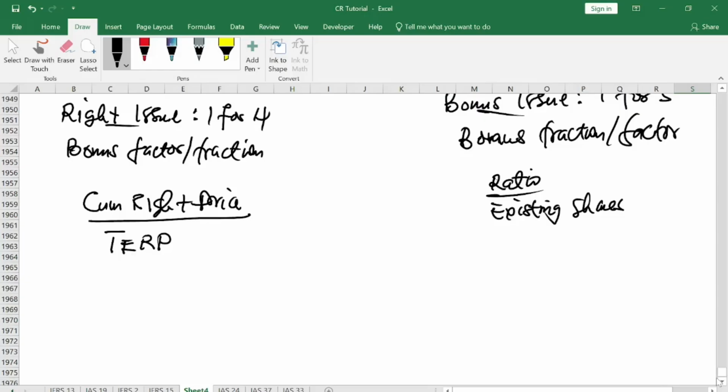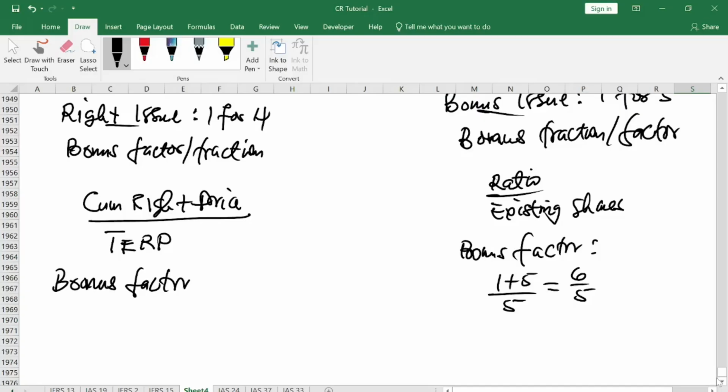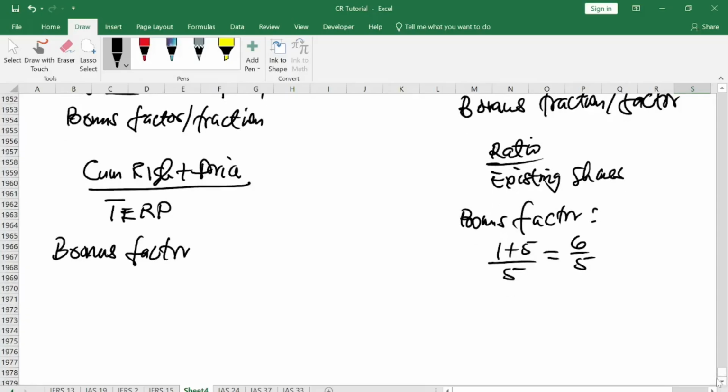You pick the bonus factor. It will be the ratio, which is 1 plus 5, divided by the existing share, which is 5: 6 over 5. When you come to the right issue, you have a bonus factor too, which will be the cum right price over TERP.